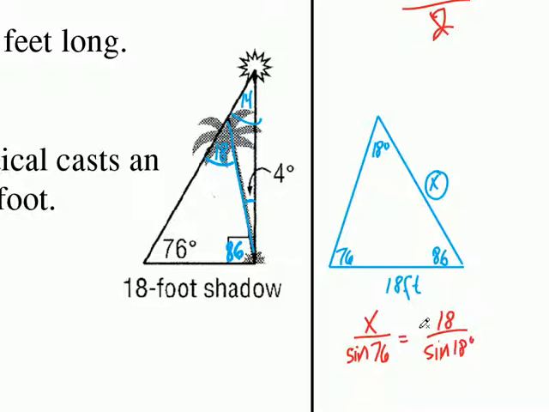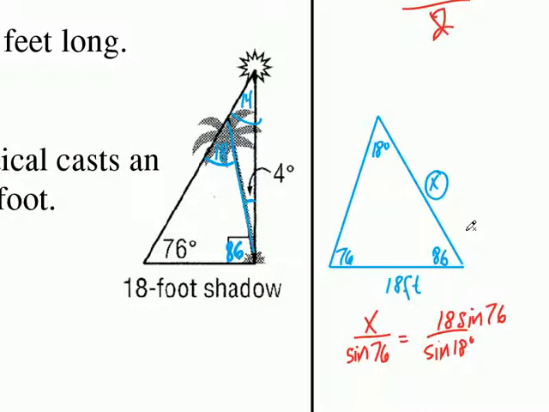I think I give you the law of sines and law of cosines, and then you just solve for x. So what do you do with that? Multiply both sides by the sine of 76, plug that in your calculator, and that gets that length right there. 56.5. Does that sound right?